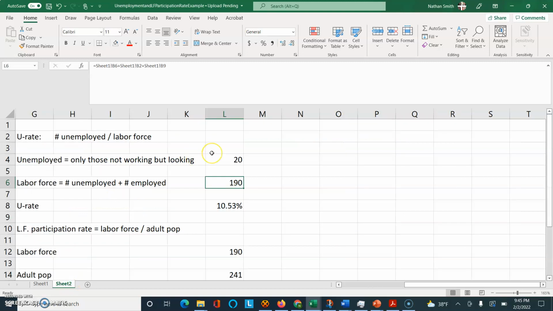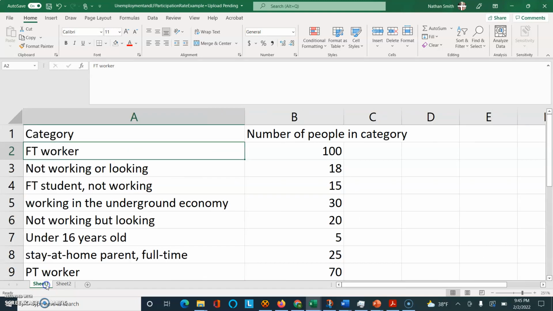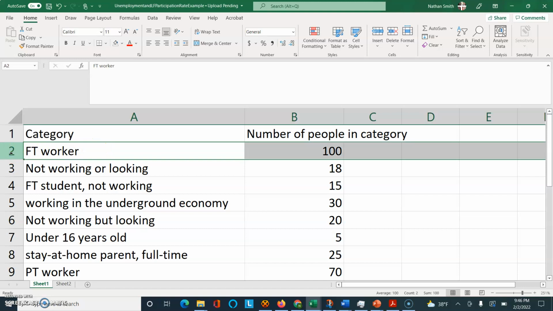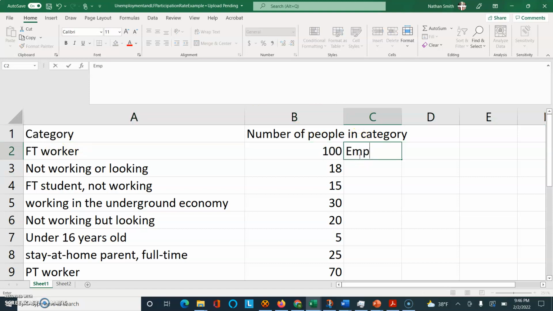If I go on to the next tab, I can see that the unemployment rate is the number unemployed divided by the labor force. So what you're going to do is take your list of workers and classify each one as either employed, unemployed, or not in the labor force. So let's take a look at this first category here. FT stands for full-time, so this is a full-time worker. So all those people are employed, which means they are in the labor force.